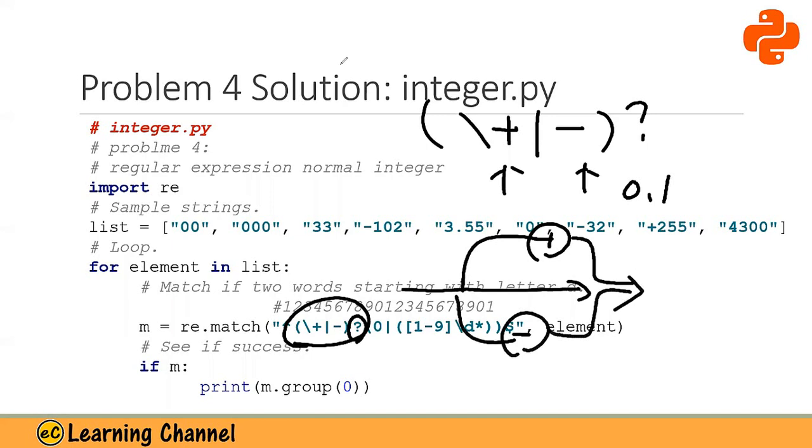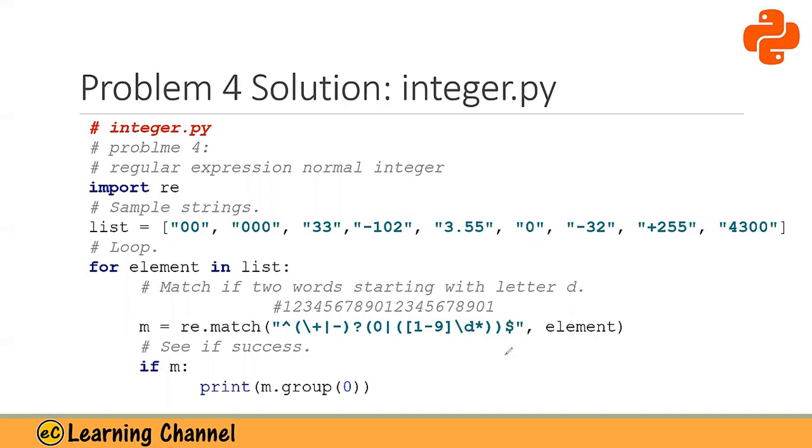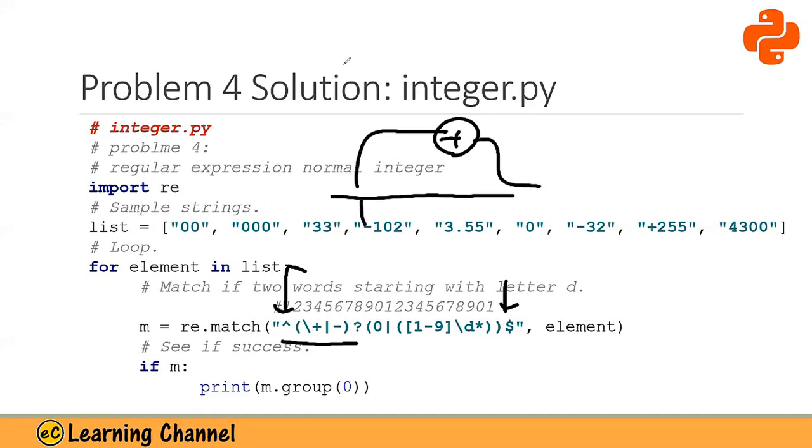Let's finish this portion, and then we have the caret. The caret is the start of the string. The dollar sign is the end of the expression. So these two are the typical start and end for the whole thing. So here we finish the plus and minus portion.